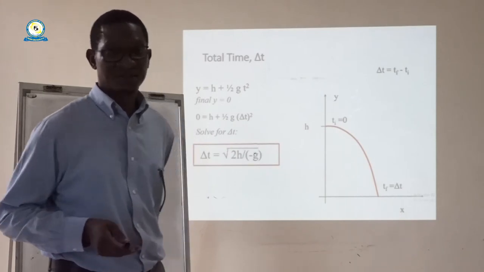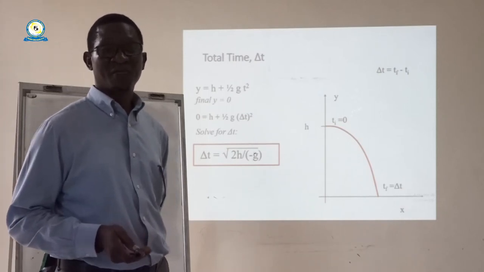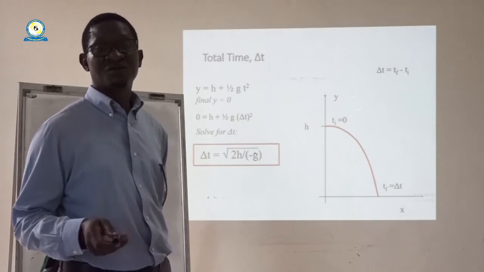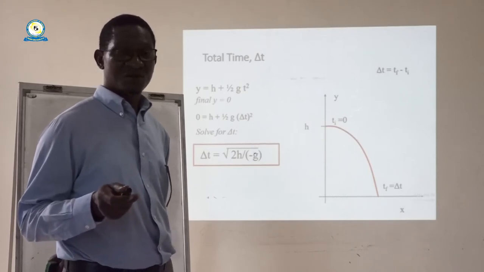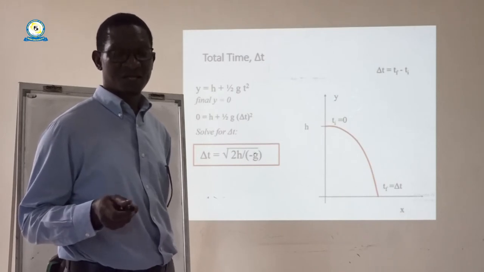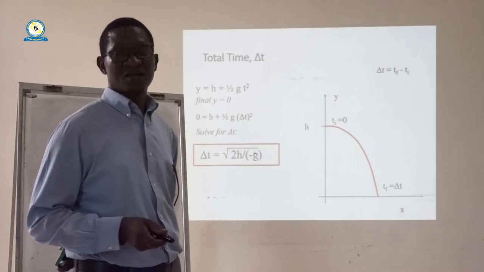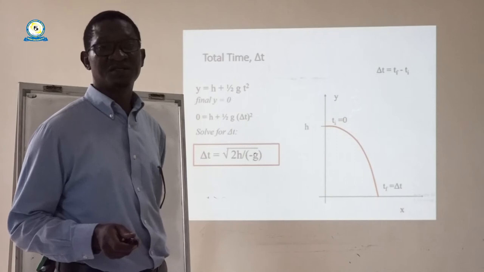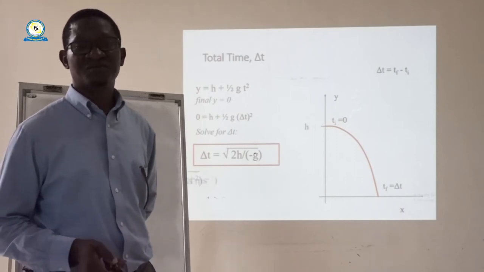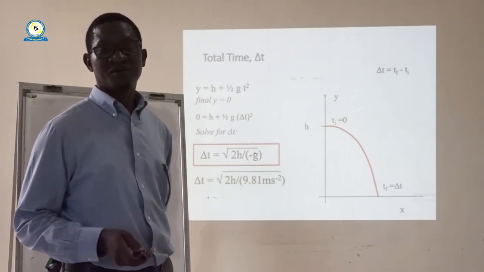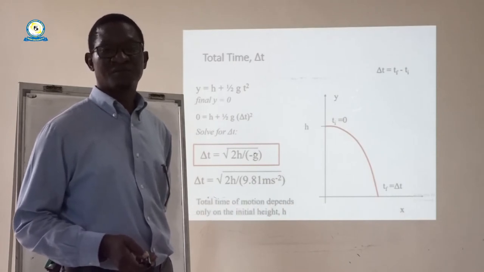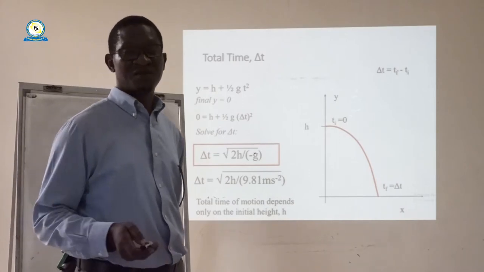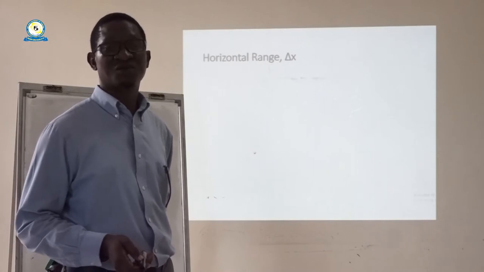You have to remember this when you are going to calculate time. The condition here we are given is to consider travelling of that stone or that ball from the edge point to down, where the position is y equal to 0. So you substitute 0 into the equation, then you can find time, because you know h, you have g, and you don't know time. So delta t, or total time, is that much. Total time of motion depends only on the initial height, as you can see there. G is constant, we know it.